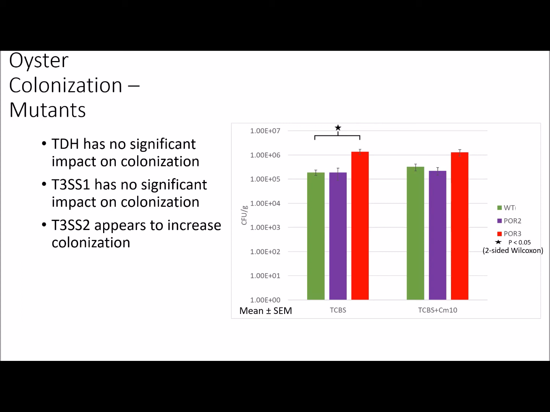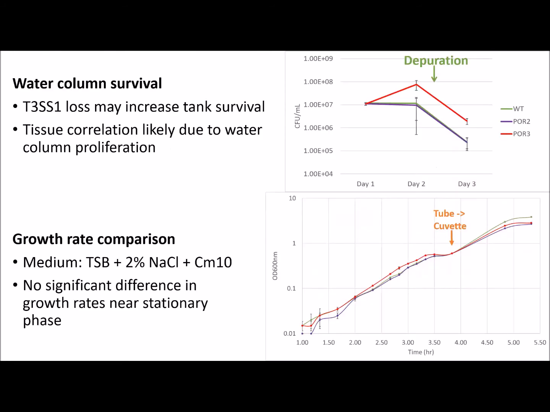However, if you look on the TCBS medium, in general, you can see a trend of pore 3 growing a little bit better in the oysters than the wild type as well as the pore 2 mutants. And so we also looked at the water column in this case, and it correlates roughly to the proliferation within the oysters, because in the top right graph, you can see that the pore 3 mutant on day 2 is about 1 log higher than the other two organisms. And even after depuration, that trend still holds. The pore 3 is about 1 log higher than the wild type and the pore 2 mutant.